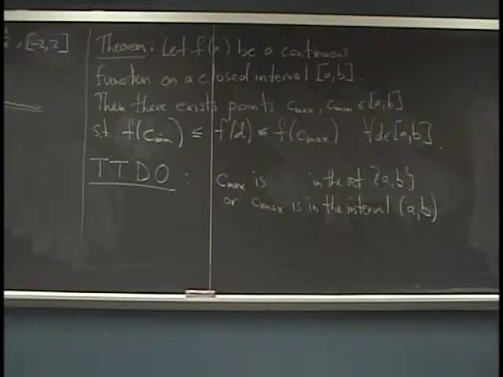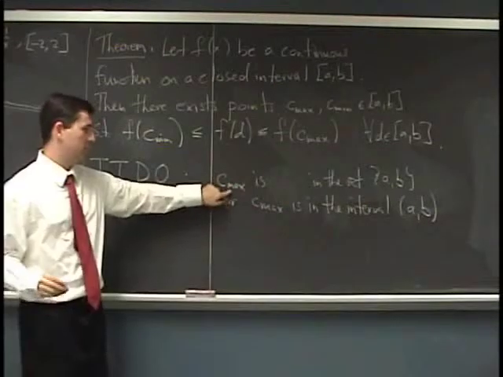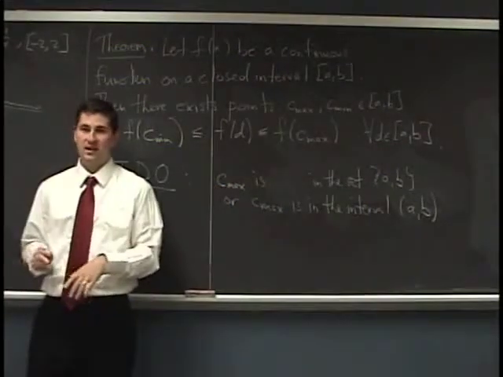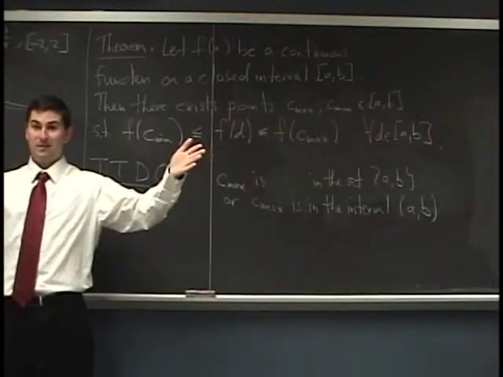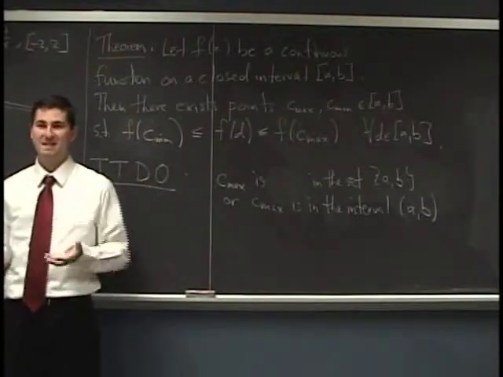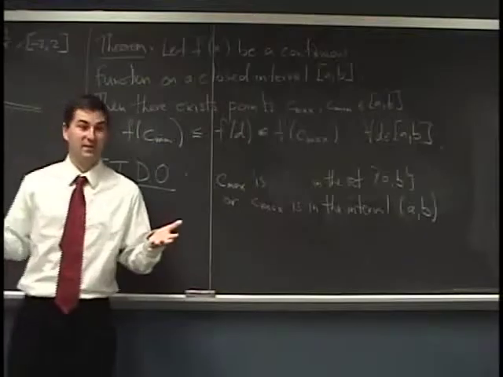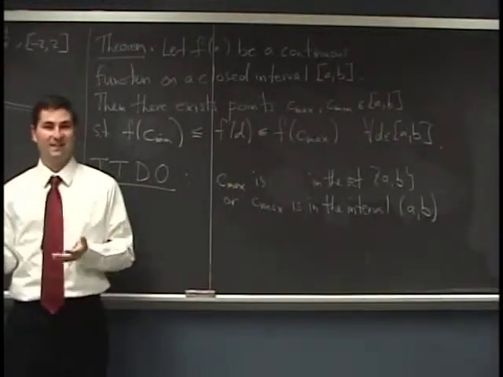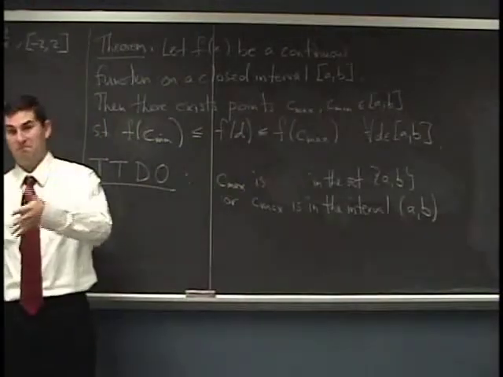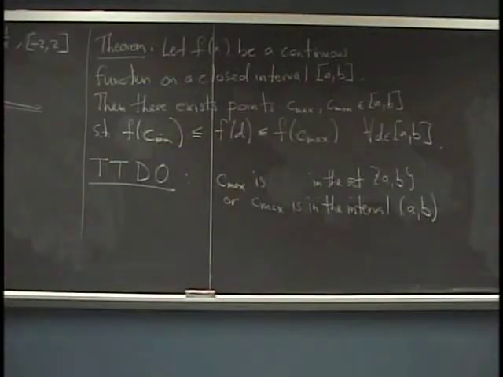In other words, the point where the function is going to take a maximum is either one of the endpoints or it's in the middle. Okay? There are no other options. That's why it's totally trivial. You're either on the ends or you're not. Fair enough? You're either on the ends or not.